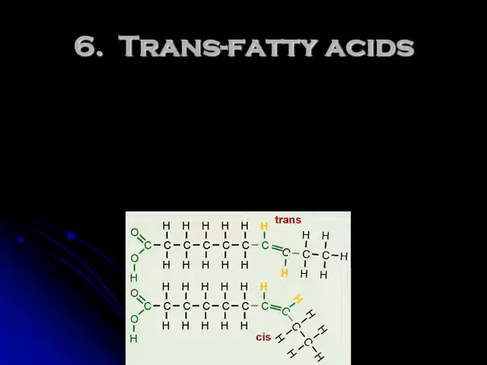And a lot of fast food places used to be cooking with these trans fatty acids, and I believe that they are now banned. It's against the law to be cooking with trans fatty acids now.